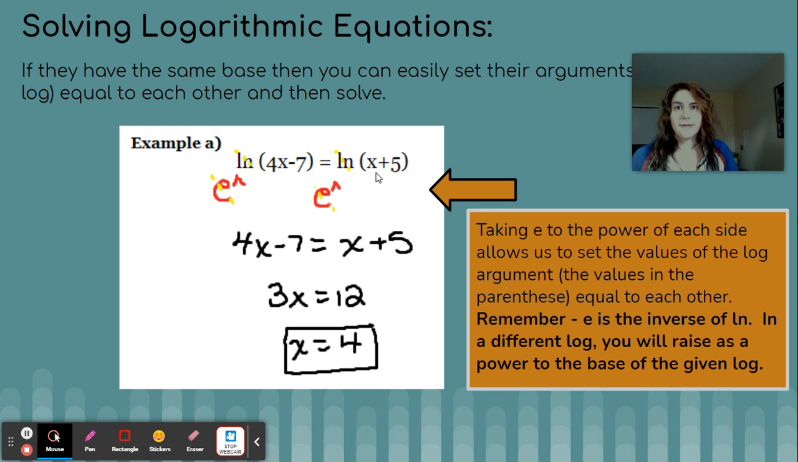So if they have the same base, or if they have the same log, you can actually just cancel it out. You don't have to even raise it to a power, because you're raising both sides to the same power. And their arguments end up being set equal to each other. Okay. So again, in this case, we have the natural log. So we have to use our natural base, which is e, to cancel them out.